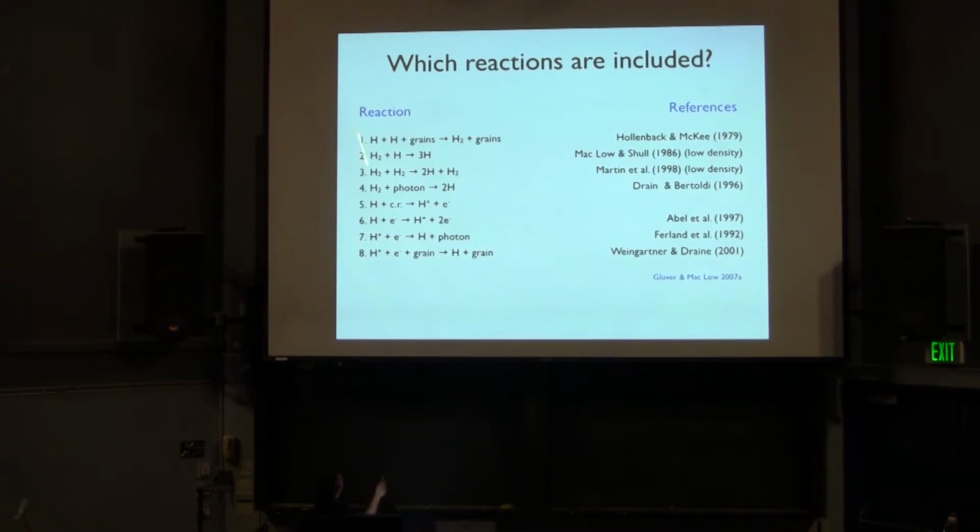The last one is the one I was talking about before, how you can break apart the H2 with the interstellar radiation field, and you just go back to having hydrogen again. Again, the rates here are from Draine and Bertoldi in 1996. I'll say a little bit more about that in a minute.